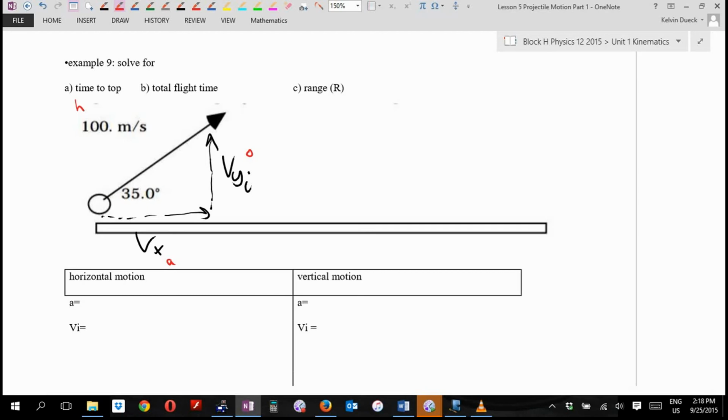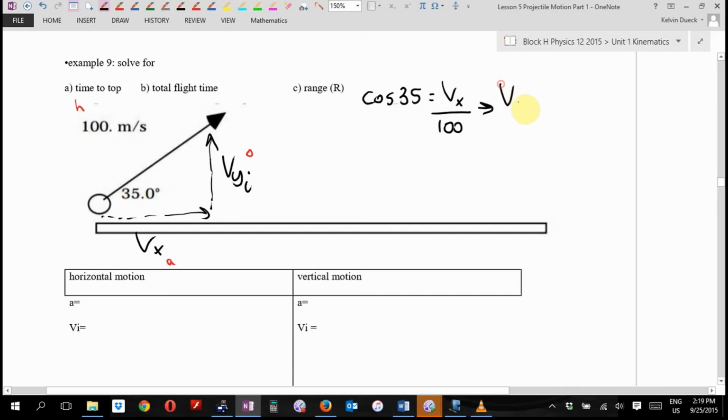Is Vy opposite, adjacent, or hypotenuse? What about Vx? I want to find, before I go any further, Vy initial and Vx. Let's find Vx first. Which trig function? Cos. How would I get Vx by itself? By the way, if you're already good enough at your trig that you can go straight to your calculator from this line, in your homework, go ahead. In our notes, I'm going to write this out so that when you're studying, in case you blank out, you know what we did.